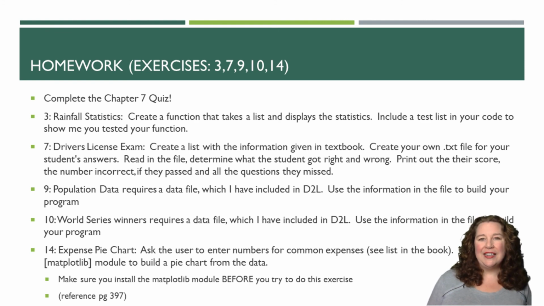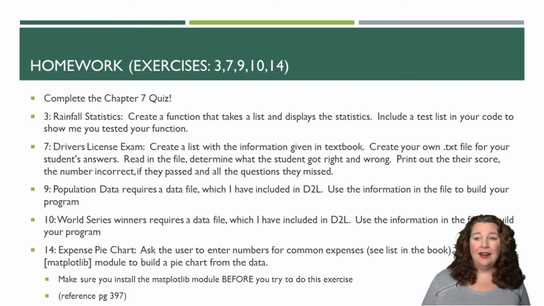They have given you the answer key in the book. So you're going to create a list that is the answer key, and then you're going to read in the file and find out how many they got right and how many they got wrong. You're going to print out what their score was and then the ones that they missed. Let them know whether they passed or not. So you're going to end up with your list of what the actual answer key was and the list that came out of the file, and you're going to have to compare those two.